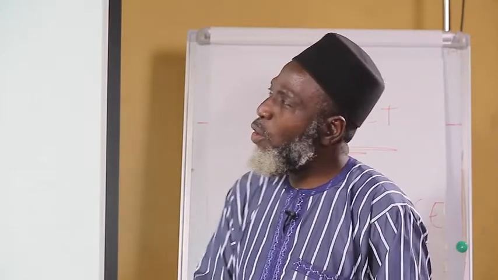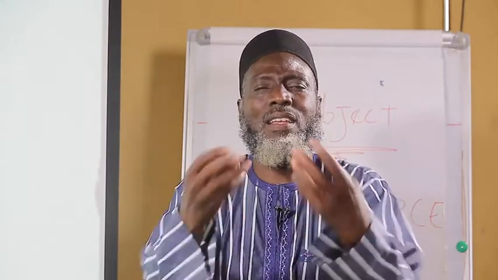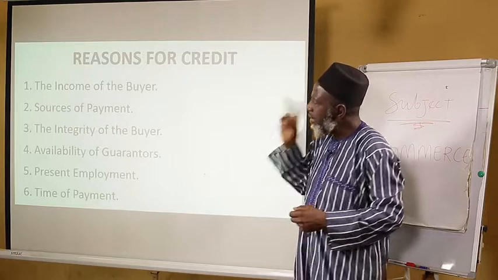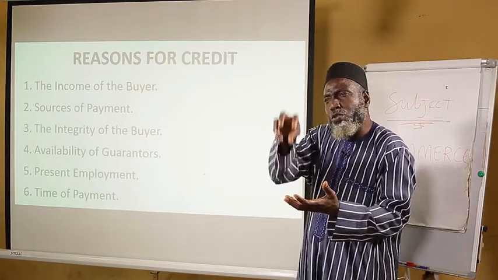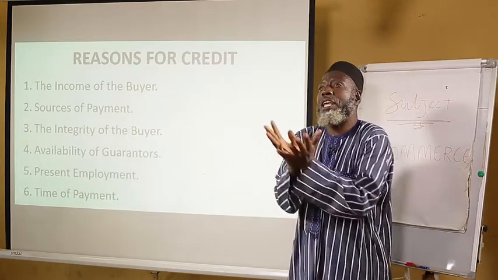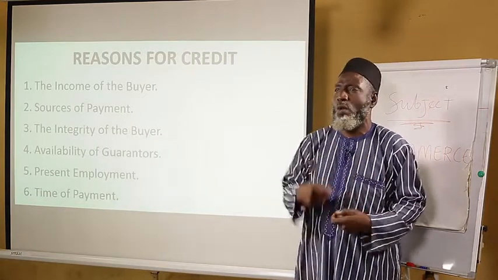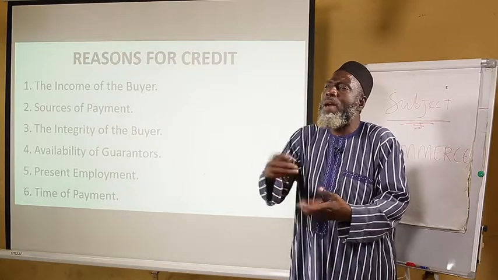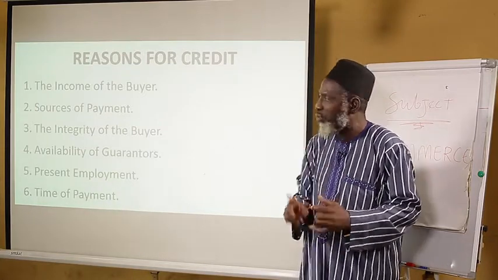Let's now go to reasons for or basis for credit. Why do we give credit? Why are sellers selling their goods on credit? They sell goods on credit for the following reasons. They sell goods to buyers on credit, 1, because of the income of the buyer. They look at the income of the buyer. The income of the buyer will help the seller to know whether the buyer will be able to pay the amount of goods bought on credit or not.